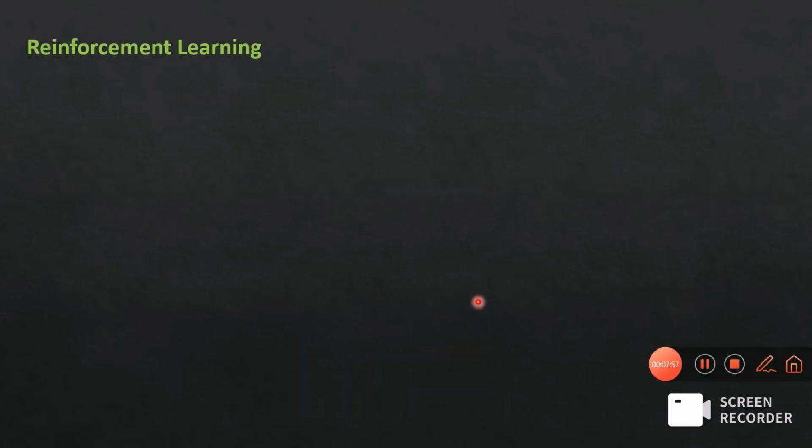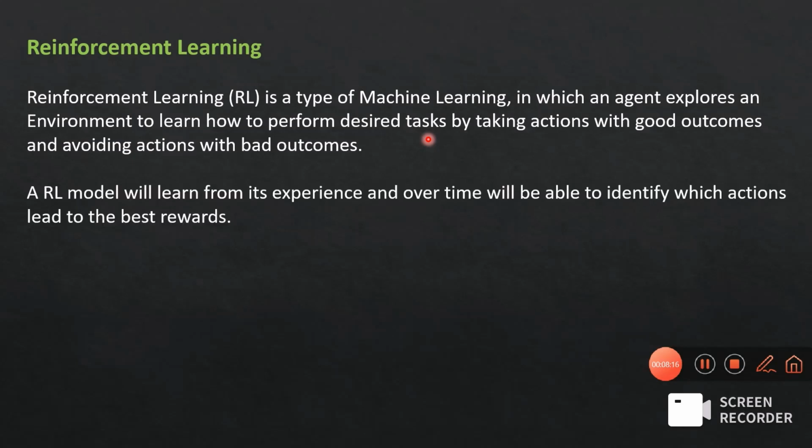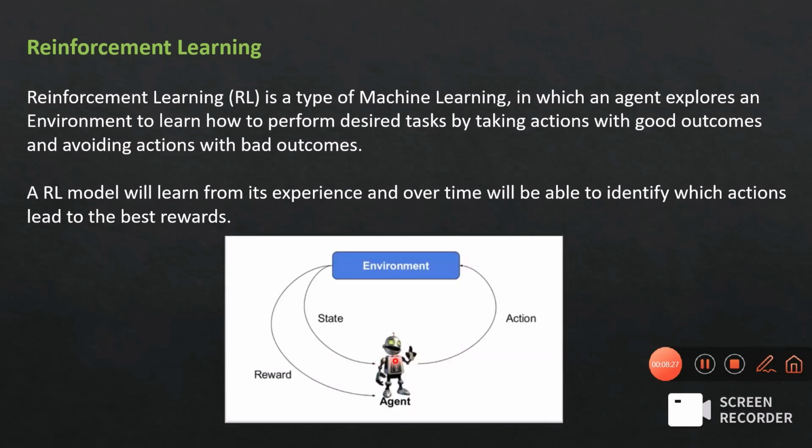Now coming to reinforcement learning. Reinforcement learning is a type of machine learning in which there is an agent that explores an environment to learn how to perform the desired task by taking actions with good outcomes and avoiding actions with bad outcomes. An RL model will learn from its experiences and over time will be able to identify which actions lead to faster rewards. So if we look here, this is an agent which takes actions in the environment and the environment gives the reward. It may be a positive reward or a negative reward, and based on that the agent changes its state. So basically the agent improves its accuracy over time or experiences by getting positive outcomes from the environment.